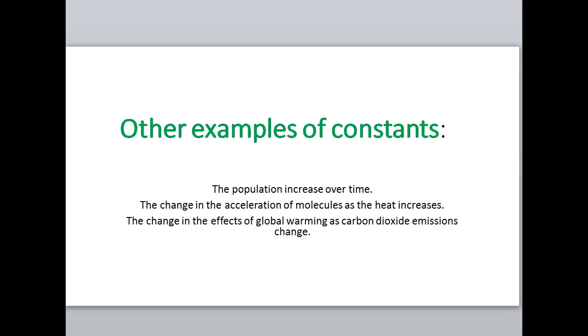Other constants that can be created could be the population increase over time, the change of the acceleration of molecules as the amount of heat increases. There will be a rate there, and that rate can be calculated, and it could be a constant. How about the change of the effects of global warming as carbon dioxide emissions change? That could create also a constant.